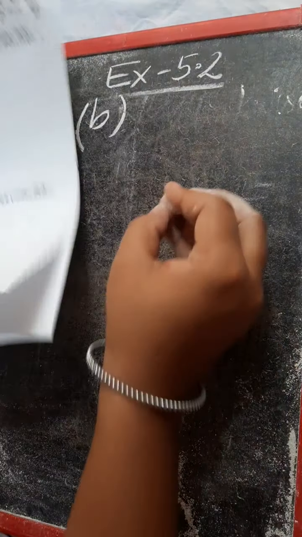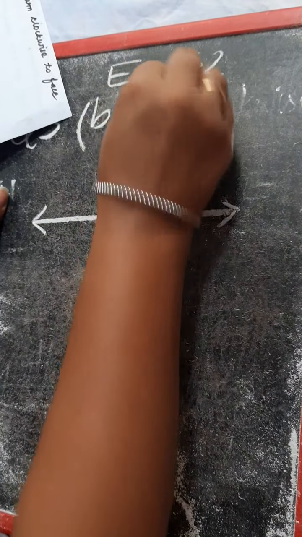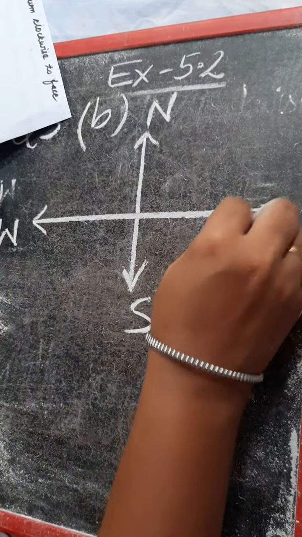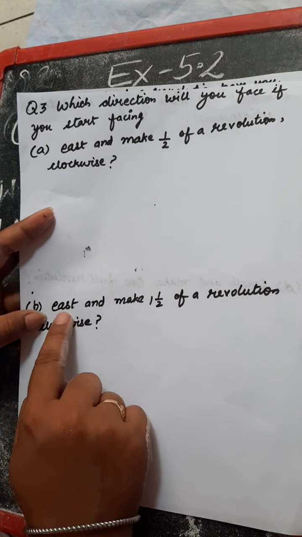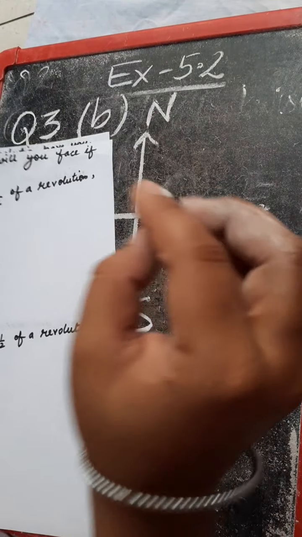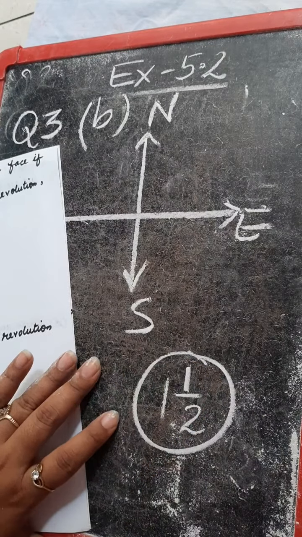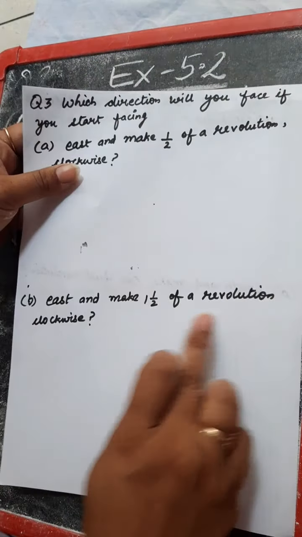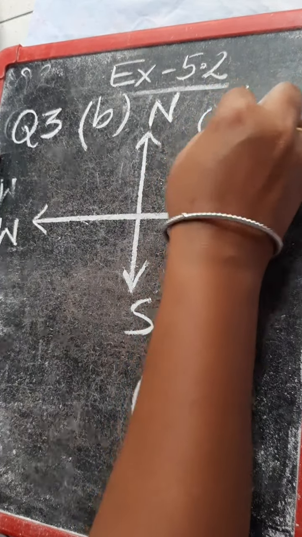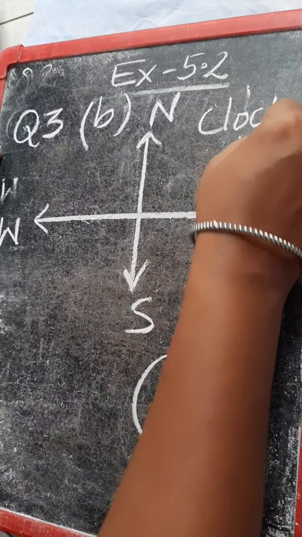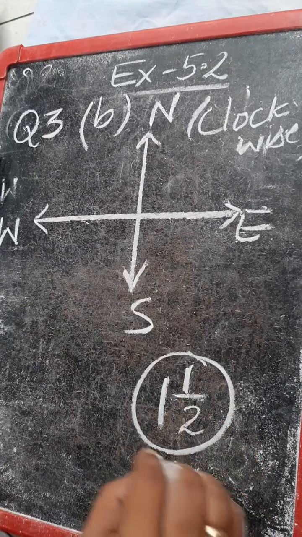Now next we have B part. As the question is of direction, let's make the directions north, south, west, east. Now the question is, which direction will you face if you start facing east? You have to face east and make 1 1/2 revolutions. Here we have this 1 1/2 revolutions, and the revolution is clockwise, so I will write clockwise here.